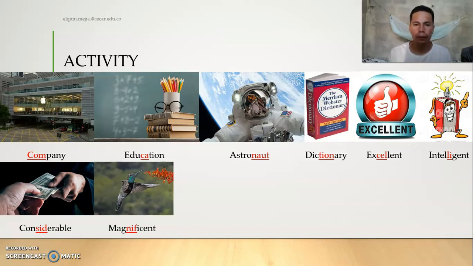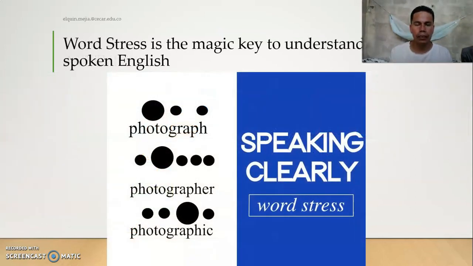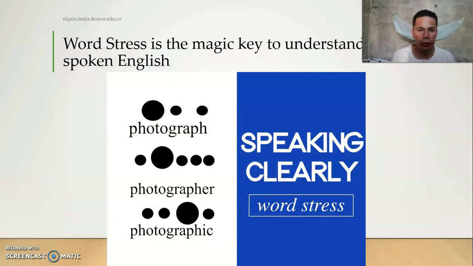Okay? Word stress is the magic key to understanding spoken English. Look at the sample: photograph, photographer, photographic. Speaking clearly with word stress, my student. Okay? Any question? No question? Okay, let's go.